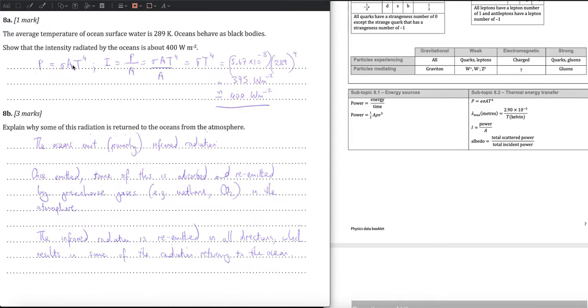Power is sigma A T to the 4. Intensity is power over area. We can get rid of the area term from our Stefan-Boltzmann law and are left with sigma T to the 4. And then just putting the numbers in, 289 Kelvin gives us an intensity of 395, which is approximately 400, and that's exactly what you're being asked to show. Again, you must put in your value here to show that that is approximately the same as 400. It's not enough to simply put in the value 400 there.